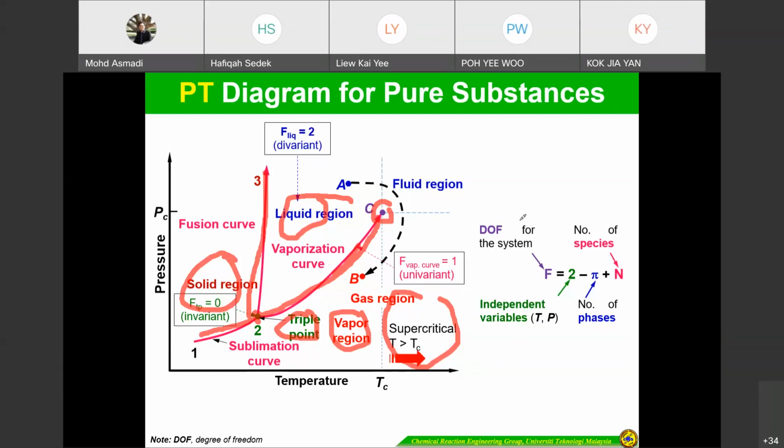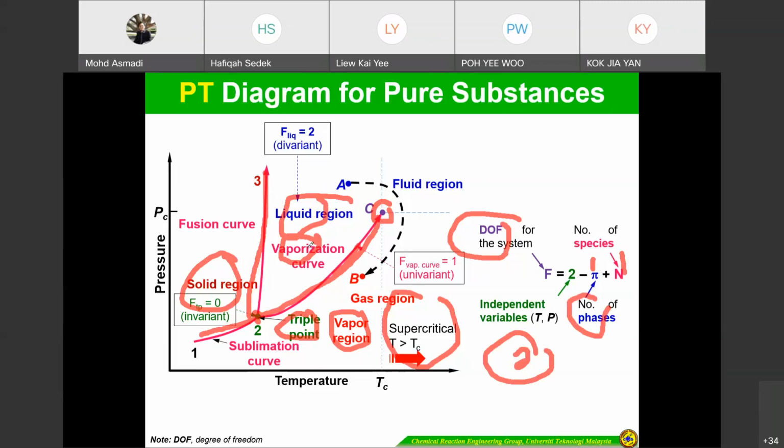Degree of freedom, right? Okay, I think all of you know how to calculate the degrees of freedom. Meaning that in a single phase, what is the degree of freedom? Meaning that if you want to stay in the liquid region, or in the vapor region, how many variables can you change? Okay, for example if the number of phases is one, number of species is one, 2 minus 1, 1 plus 2 is 2. Meaning that temperature and pressure we can vary, to stay in the liquid region, only in the liquid region.